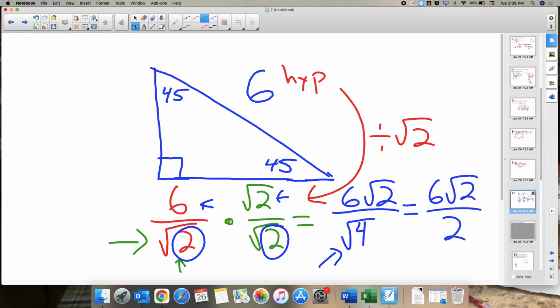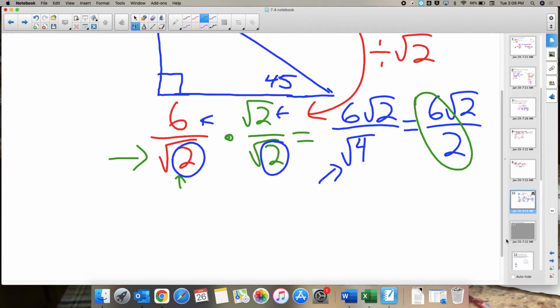Last thing to do is see if your fraction reduces. Right now we have 6 over 2. 6 over 2 does reduce to 3. So there is our answer then. That is the hardest problem I can possibly give you in a 45, 45, 90 triangle.